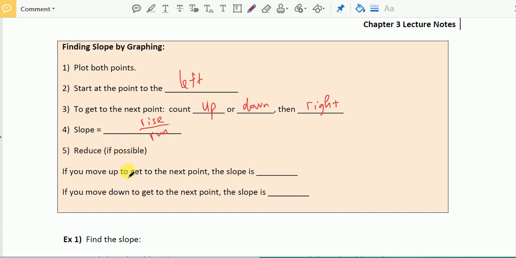If you move up to get to the next point, the slope is positive because you are moving up to get to the next point. If you are moving down to get to the next point, then your slope is negative.